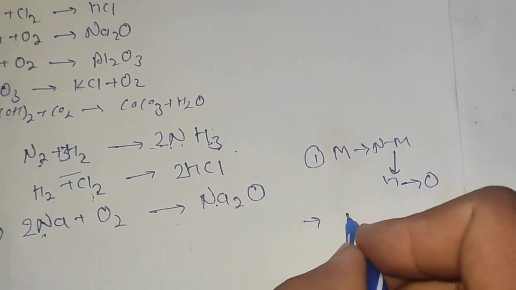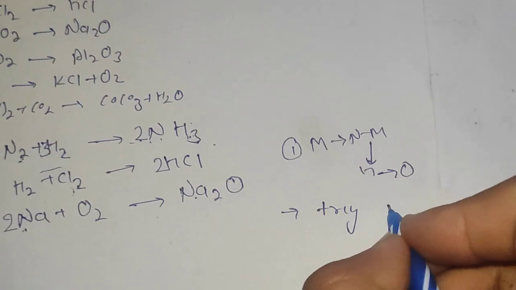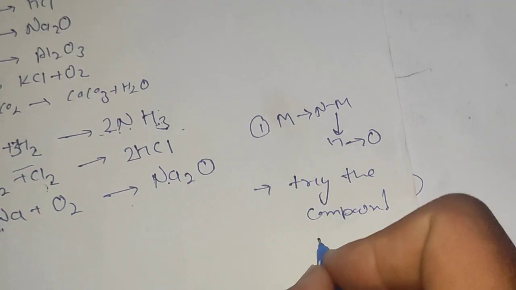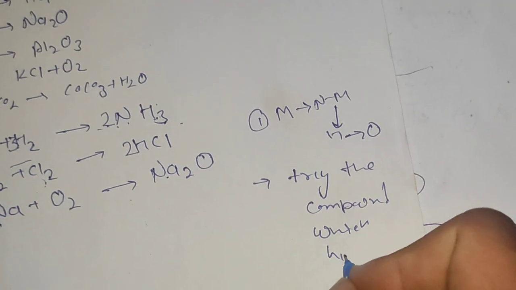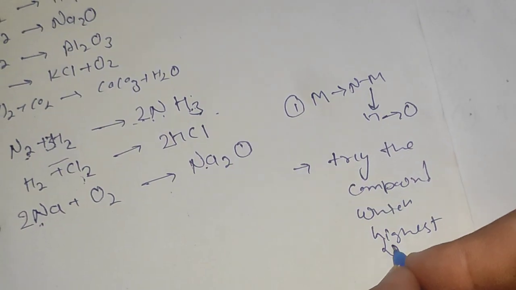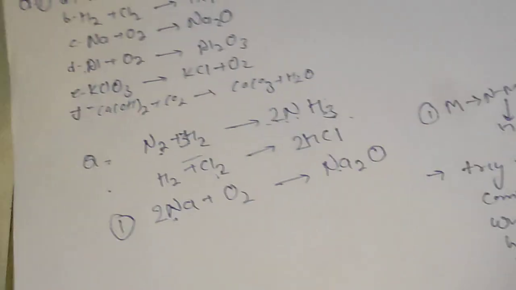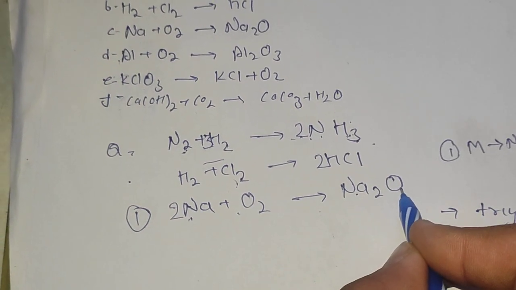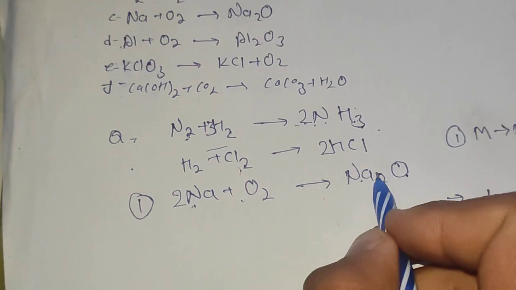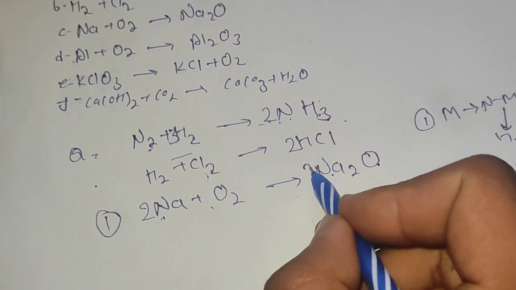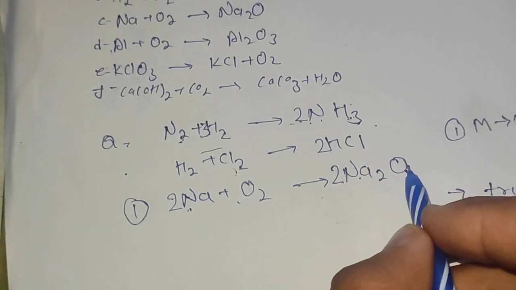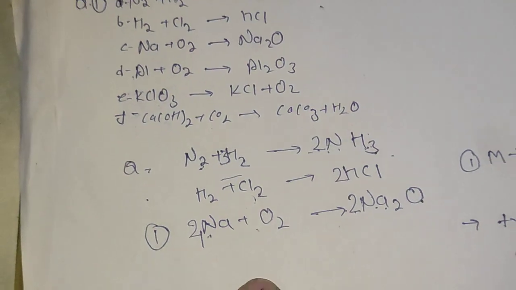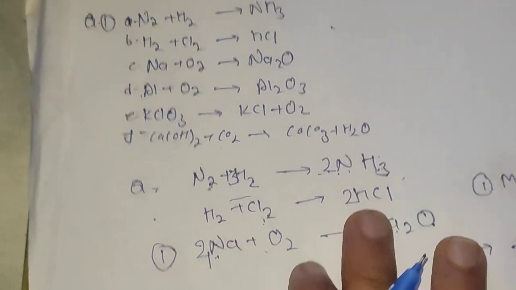And the second method says to try the compound which has the highest number of atoms. So oxygen is 2 and oxygen is 1. If I multiply 1 by 2, that is also balanced, but if I multiply this by 2, the oxygen is 2, sodium 4. So for 4 I again multiply by 2 and this becomes 4 Na and 2 O2. Okay, both are correct.